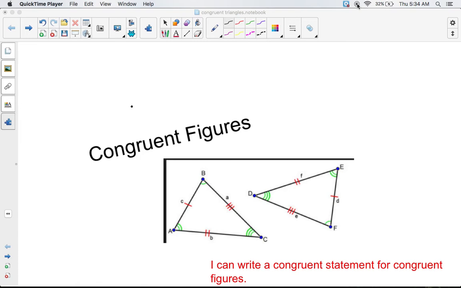We are starting the congruent triangle unit. You should have already glued in the divider. This is going to be the first lesson, which is congruent figures. Please write this title on your paper, and the date, and we can get started.